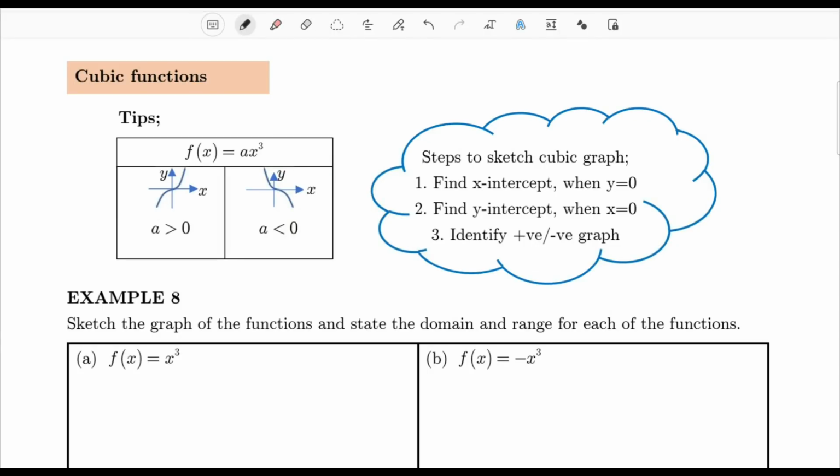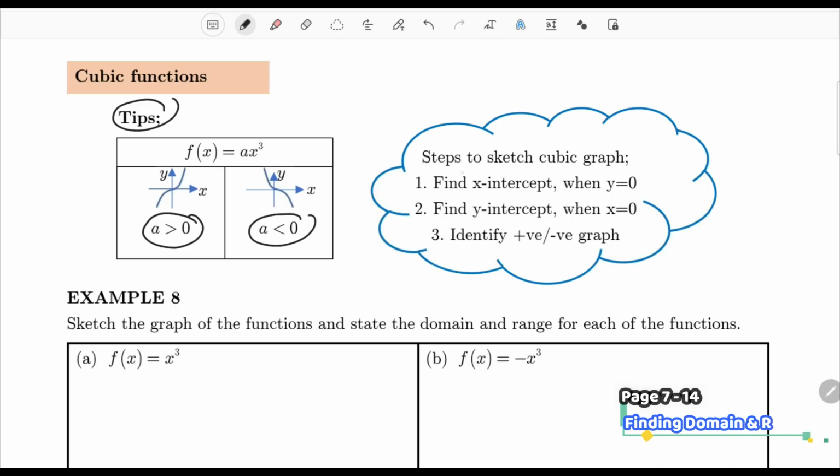Right, cubic function. So look at the tips here. If you have f(x) equals ax cubed, the shape will look like this when a is greater than 0. When a is less than 0, the shape looks like this. Okay, steps to sketch the cubic graph. Find the x-intercept when y is 0. Find the y-intercept when x is 0. Identify the positive and the negative graph.